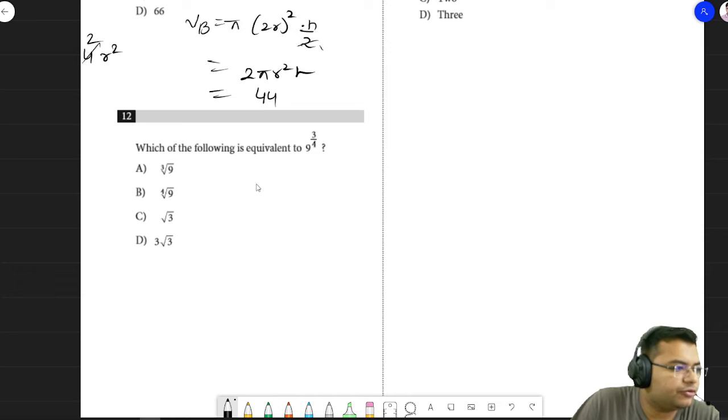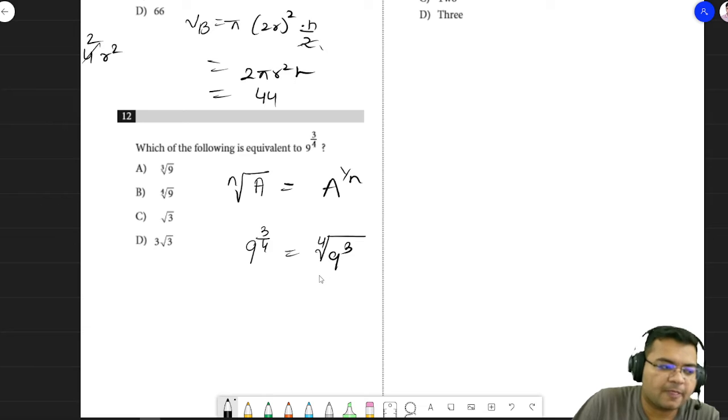So it's given. Okay. So we need to understand that if it is written anywhere, let's say, under root of a, so if it is written nth root of a, it means a raised to 1 by n. Okay. So if anywhere it is written 9 raised to 3 by 4, we can say that it is fourth root of 9 cube. Okay.